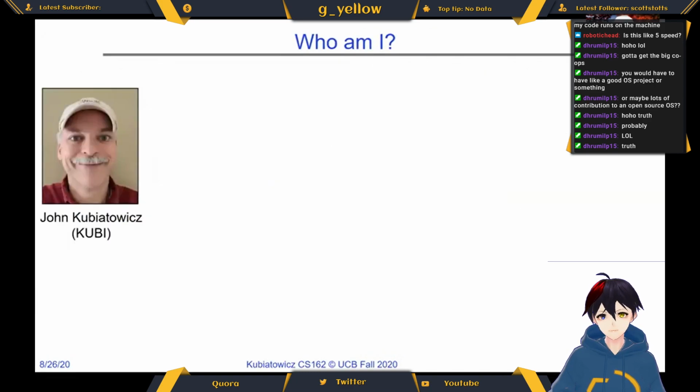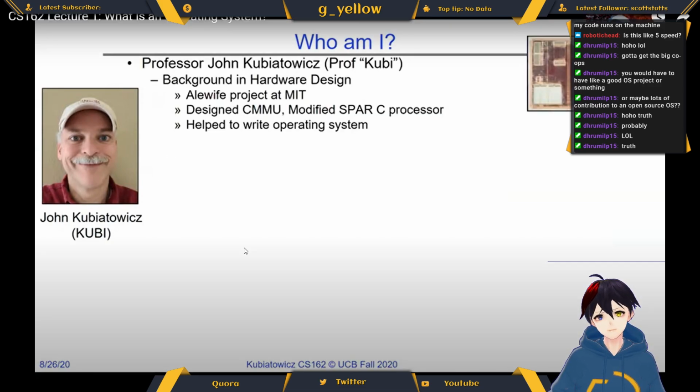So who am I? My name is John Kubiatowicz. Most people call me Professor Kubi, maybe because they can't pronounce my last name. But I have a background in hardware design. There's a chip I designed for my PhD work, which is one of the first shared memory multiprocessors that also did message passing, called Alewife.